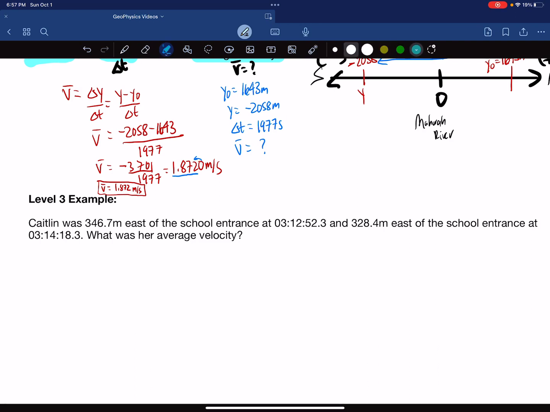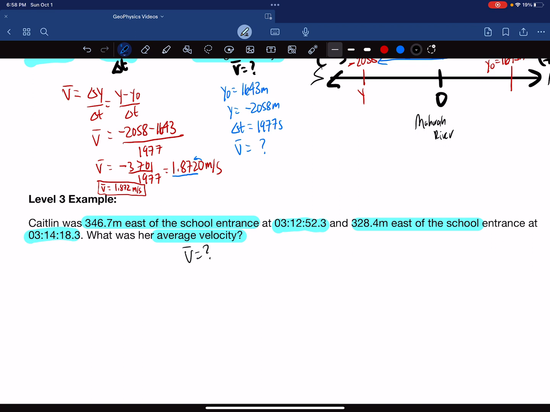In this example, we have Caitlin, and we are told she's a certain distance east of the school entrance at this particular time. And then she's at this particular position east of the school entrance at this particular time. And we are asked about her average velocity. Well, we can define these quantities.